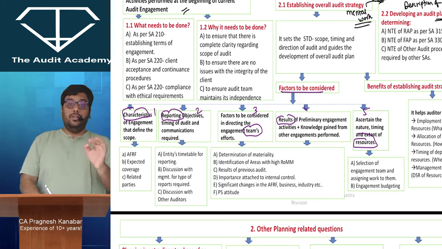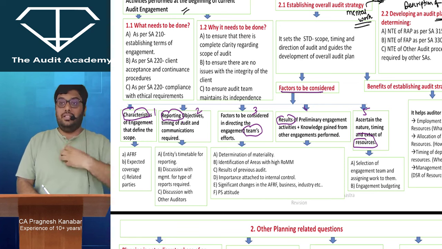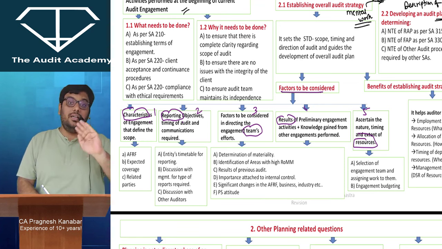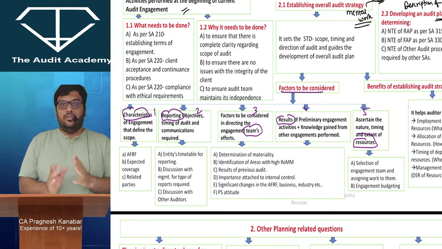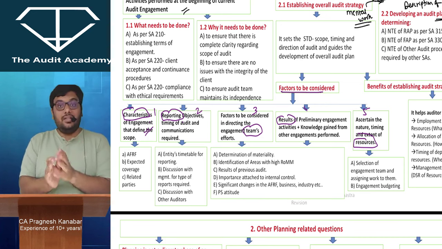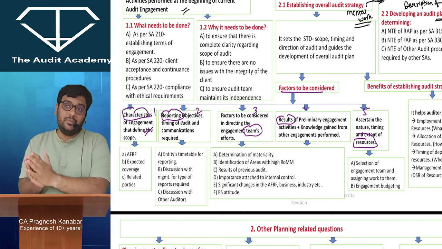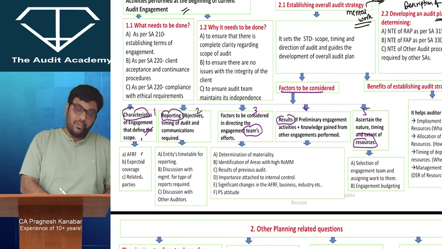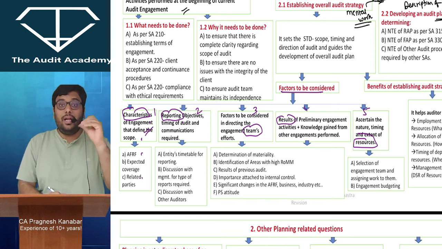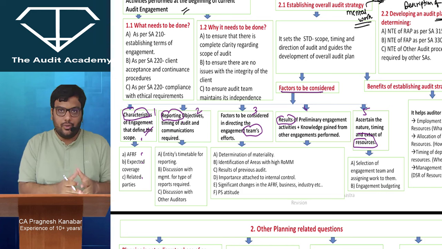Okay, so when you are establishing audit strategy, the biggest fear that I have is that students may end up writing too many points in their own words. Please ensure that you are writing these head points. First of all, you should be very clear about the characteristics of the engagement, that okay, this is my engagement, this is my scope, and I need to stay within that. If you see within those points also, I've given some examples. So if at all you have to elaborate that point, those examples are going to help you.